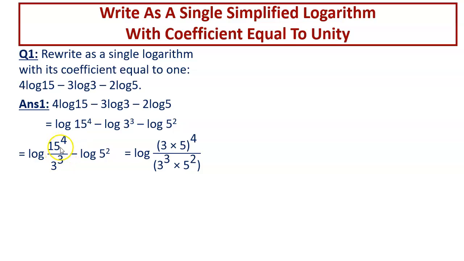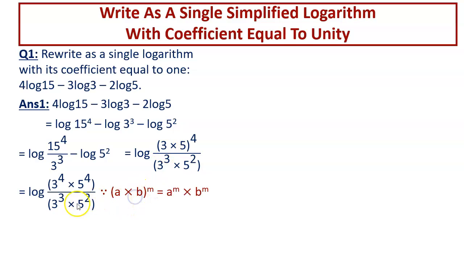So that is why I have written 15 as 3 times 5, because the denominator is also having 3 and 5. Okay. So now we will be using one law of exponents. This can be written because of this law: a times b whole raised to the power of m is equal to a raised to the power of m times b raised to the power of m. So 3 times 5 whole raised to the power of 4 is equal to 3 raised to the power of 4 times 5 raised to the power of 4. And the denominator is the same, 3 raised to the power of 3 times 5 raised to the power of 2.